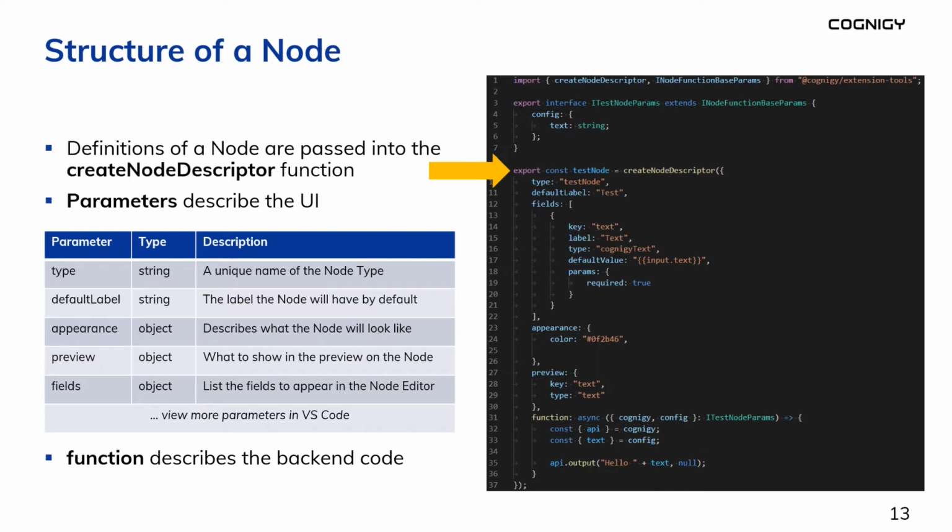So a node has what we call a type, and a type is a unique name for that node type. So say you have a database query node, you could call it a type DB query. If you have a send SMS node, you could call it send SMS. So you give it a unique key, a unique ID. This doesn't show up anywhere. It's just that you give it here a unique ID to be referenced by later inside the Cognigy system. You give it a default label. You know, when you have nodes in Cognigy, they have a label, and you can change the label per node, but every node has a default label.